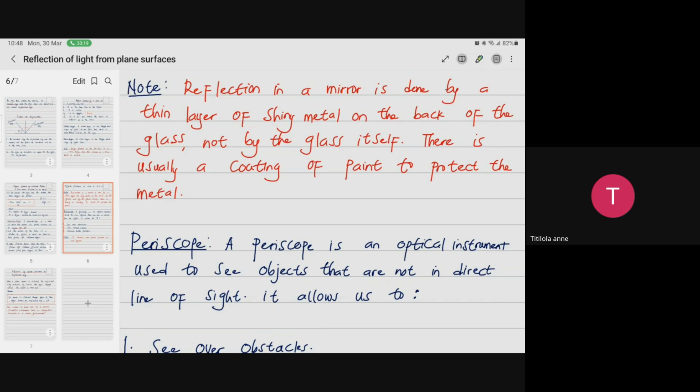I like that. All right, so a periscope is an optical instrument.